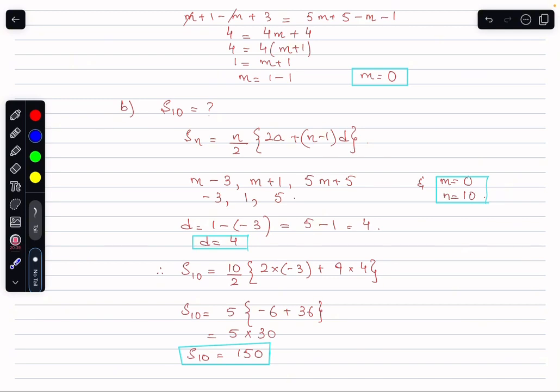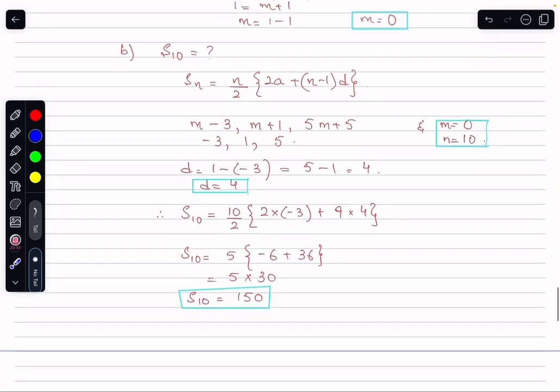Substituting all the values, it can be n, which is 10, divided by 2 times (2 times the first term, which is negative 3, plus (n minus 1), that's 10 minus 1, giving me 9, times the common difference, which is 4). Solving it further, 10 divided by 2 is 5, times (negative 6 plus 36), or 5 times 30, that will give me the sum, which equals 150 here. So this is how we can just apply the sum formula to get the sum for an arithmetic progression. So in the next video, we shall be doing geometric progression then.